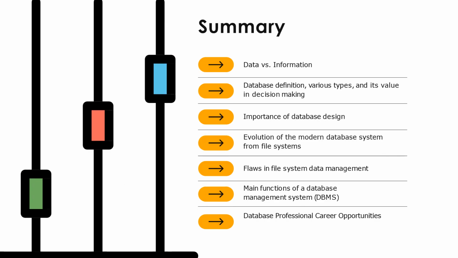In this chapter, we are able to differentiate what data and information are, define what a database is, its various types, and its value in decision making. We have also highlighted the importance of database design. We have also discussed how our modern database system evolved from file systems. We have also tackled the flaws in the file system data management, described the main functions of a database management system, and also discussed the possible career opportunities awaiting you as a database professional.